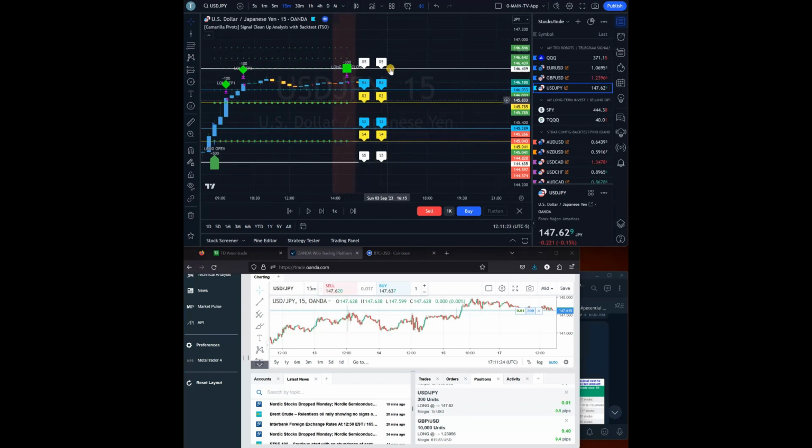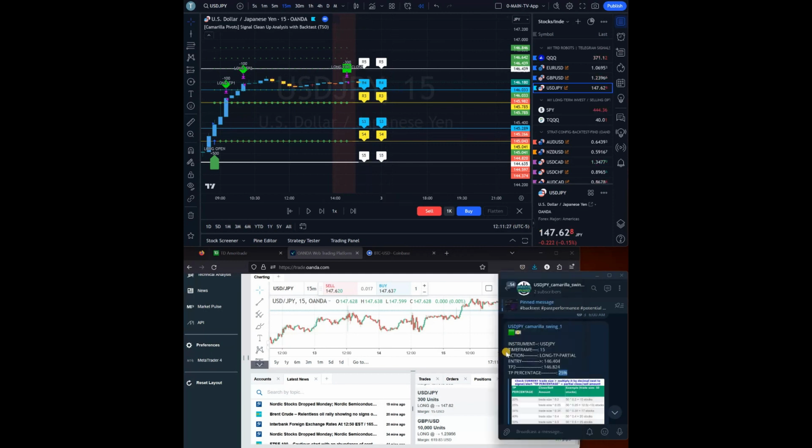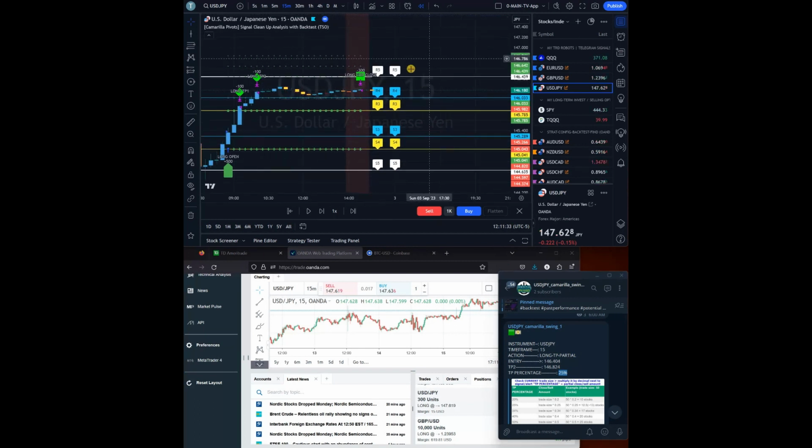And end of day close. Now for Forex, for our configurations, we usually don't use that. This is just for the demonstration, so we don't have to go through a week of trade.